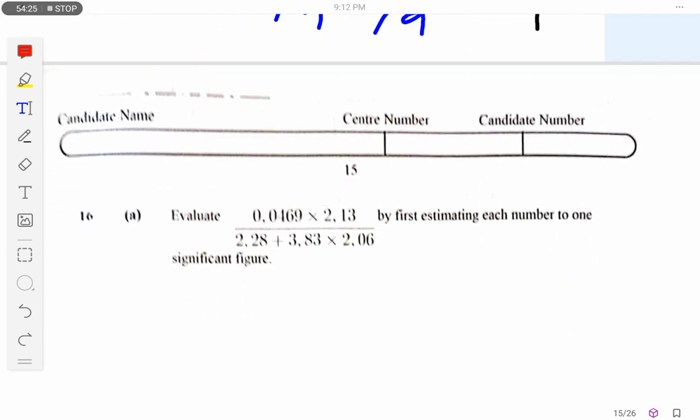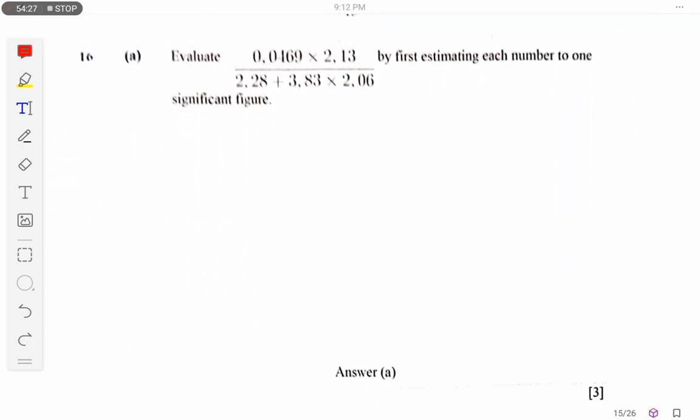Okay, so now we are on number 16. It's saying evaluate 0.0469 times 2.13 by first estimating each number to one significant figure. Okay, so let's do that. For the first one to one significant figure, you find out we have got 0, 0. These are not significant figures. We don't count them. So we start at 4 there.